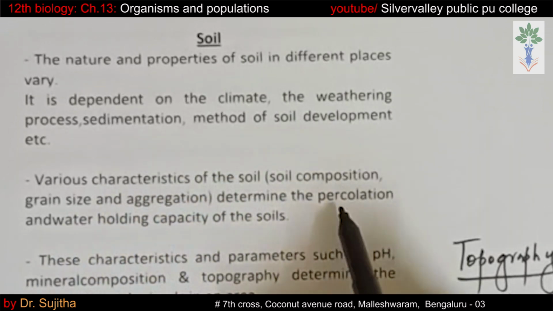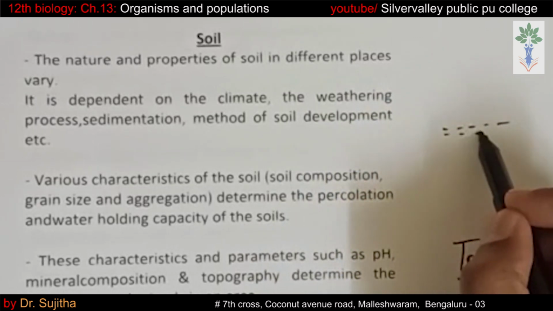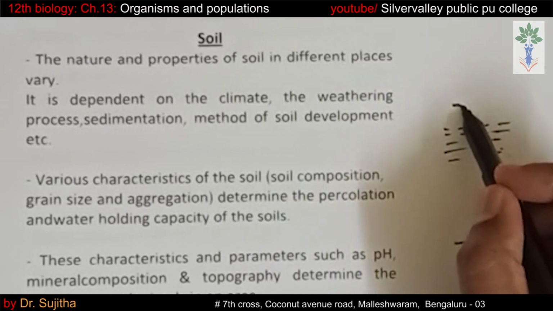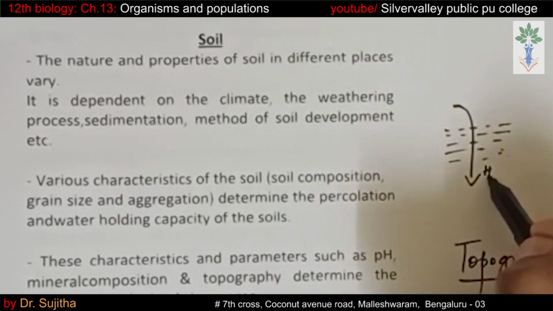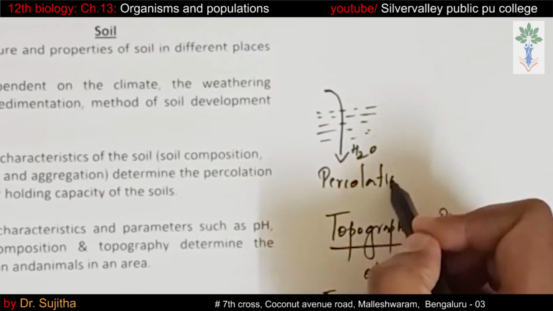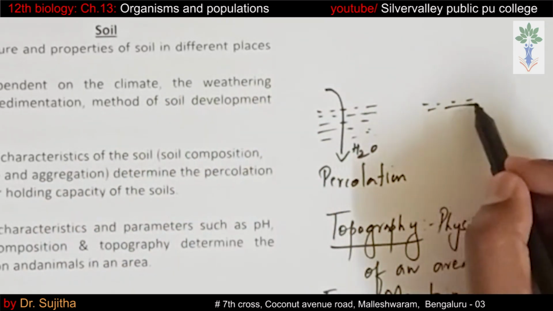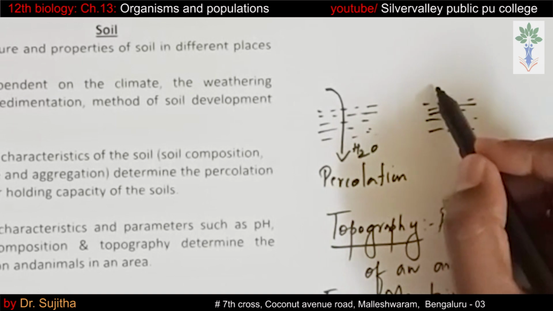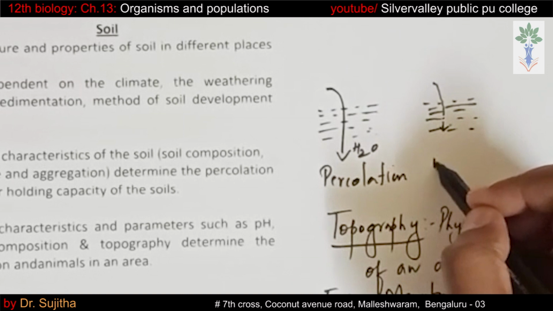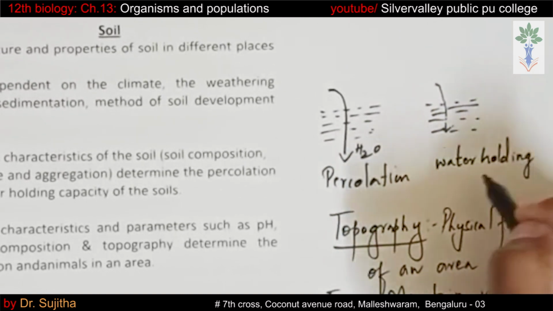Now what do you mean by percolation? Percolation means, let us assume this is the soil. If we put the water, if there is an easy penetration of the water, then this is called as percolation. And the opposite of this is the water holding capacity. That is, if this is the soil, if the water doesn't penetrate easily and if it is accumulating here, this is called as water holding capacity of the soil.